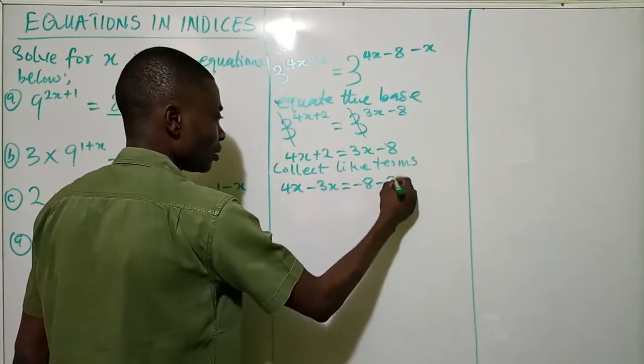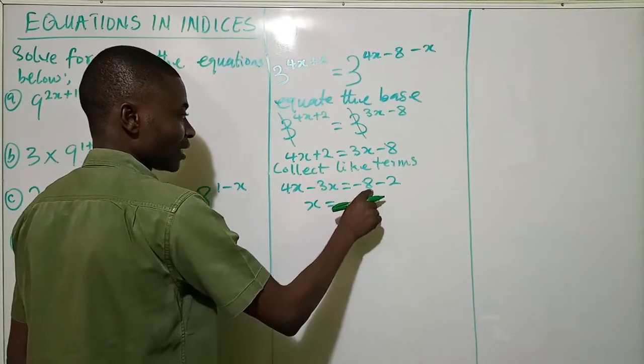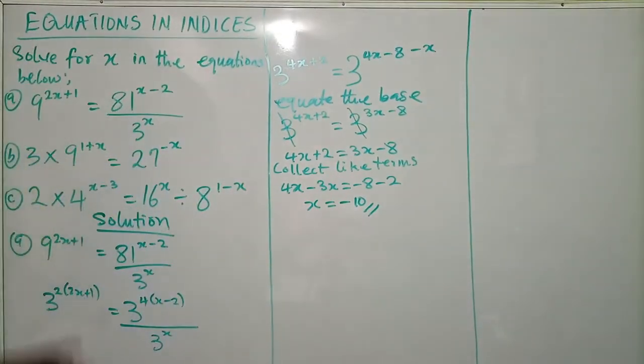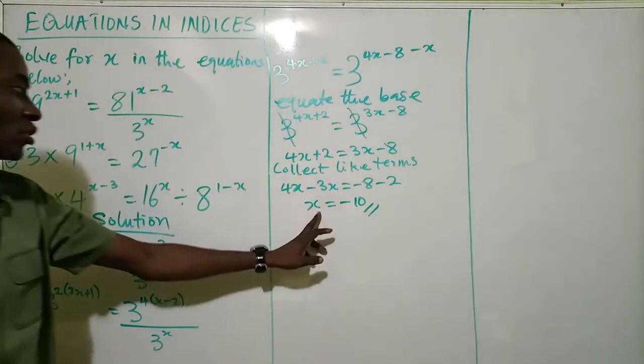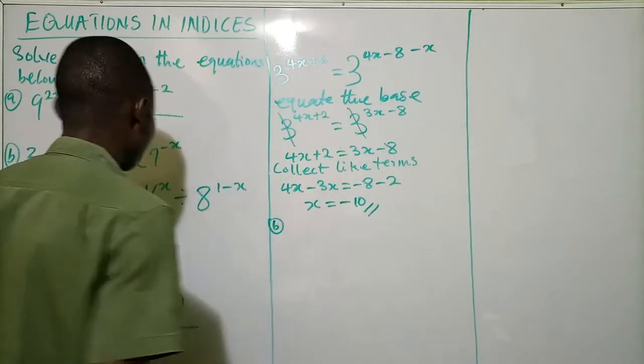This go this way, or minus 2. 4x minus 3x is what? Is x. Minus 8 minus 2 is equals to what? Minus 10. And that is the answer to what? To this first question. So the value of x in this question is what? Is x equals to minus 10. Now let's take the next one now.